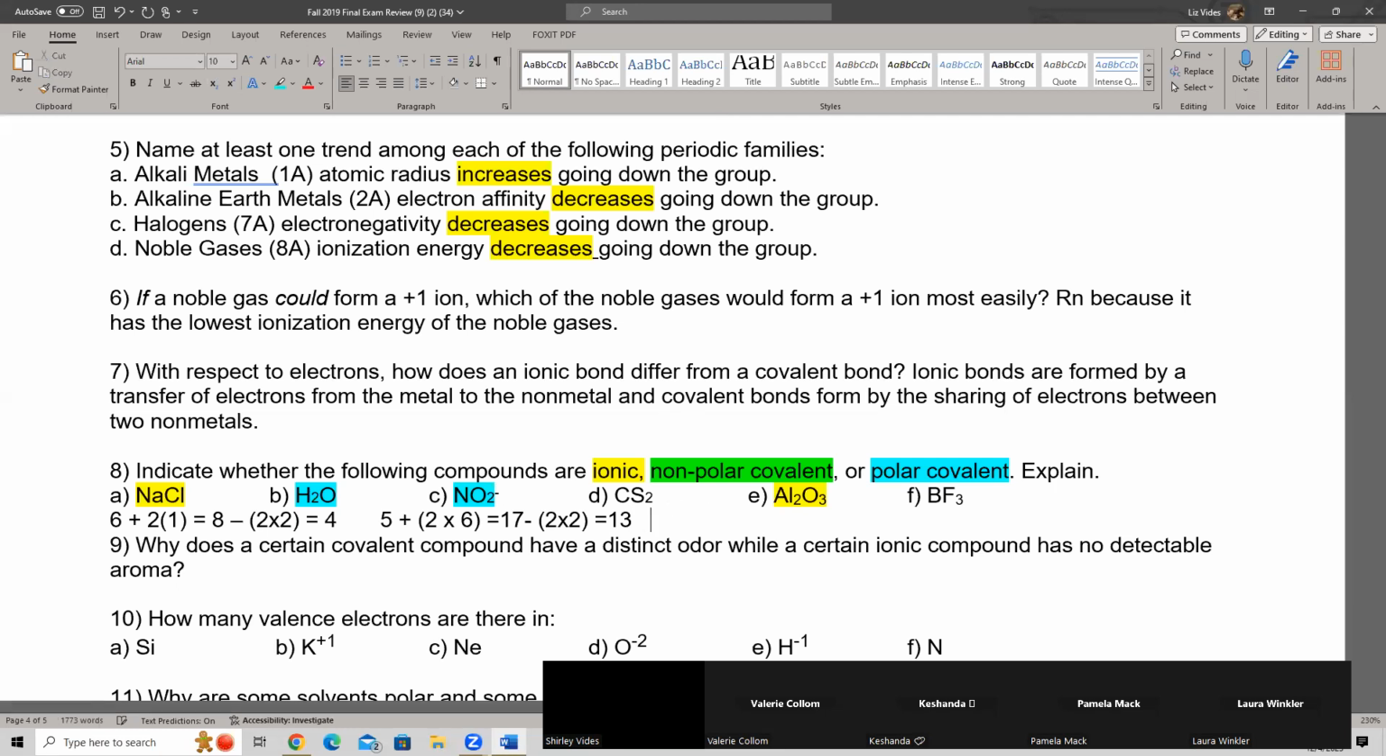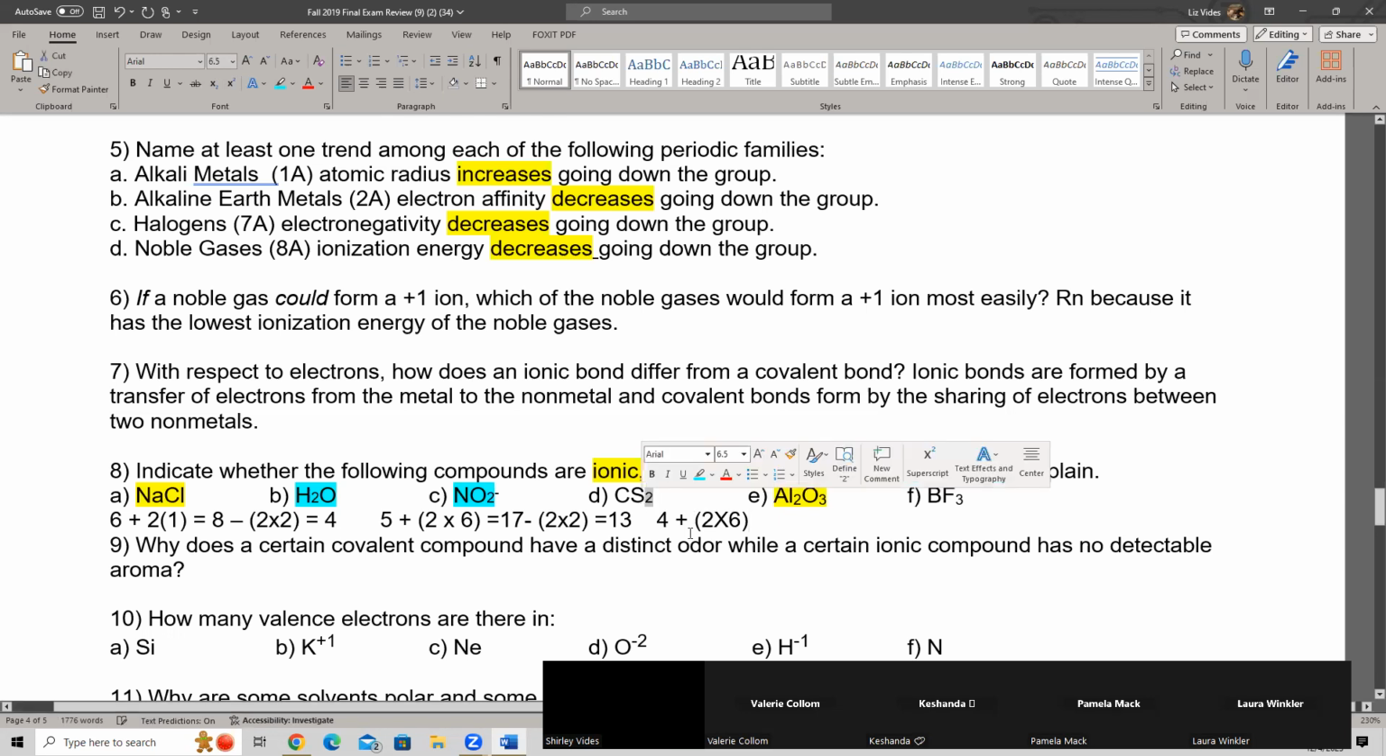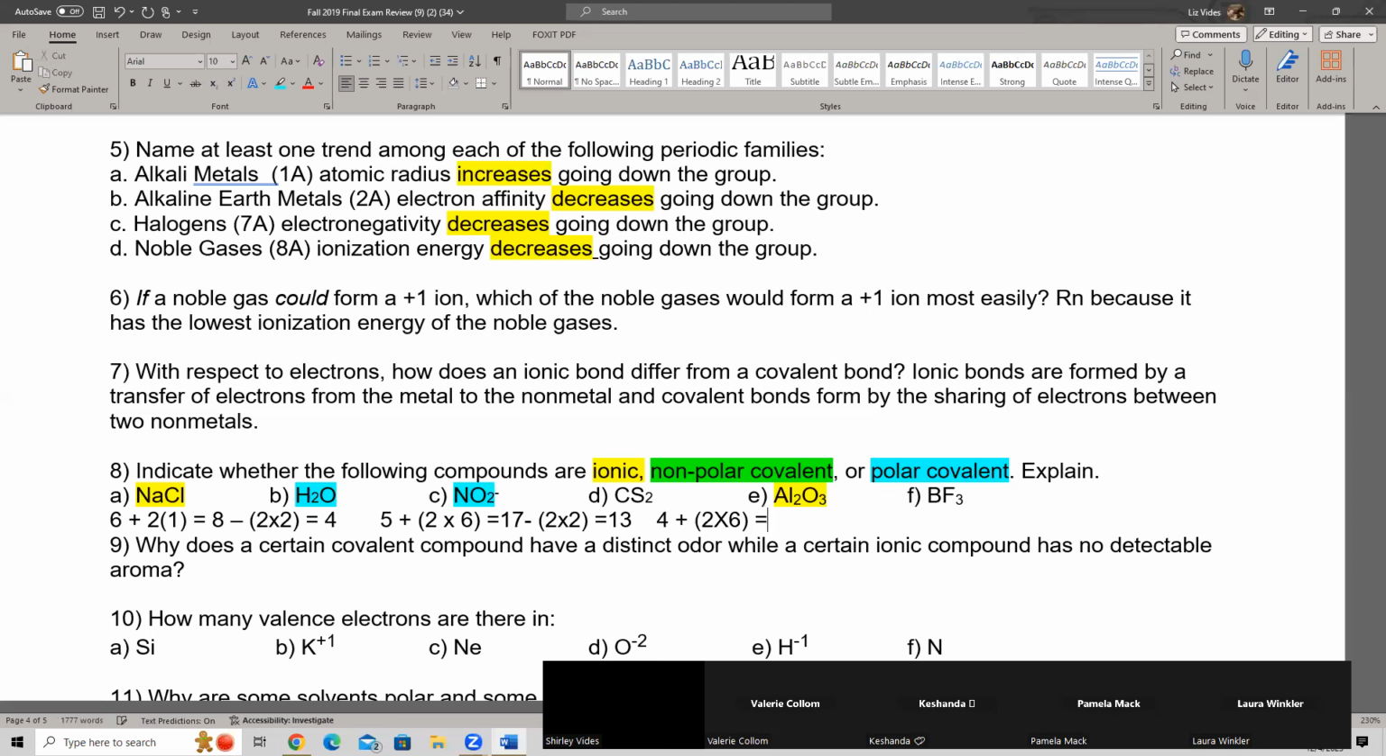Okay, so carbon. How many? 4. Plus, how many do we have of sulfur? We have 2, 2 times 6 for sulfur, because there's 2 sulfur and they're in group 6. Okay, so that gives me a total of 16, correct? Okay. So let's write our little Lewis structure.